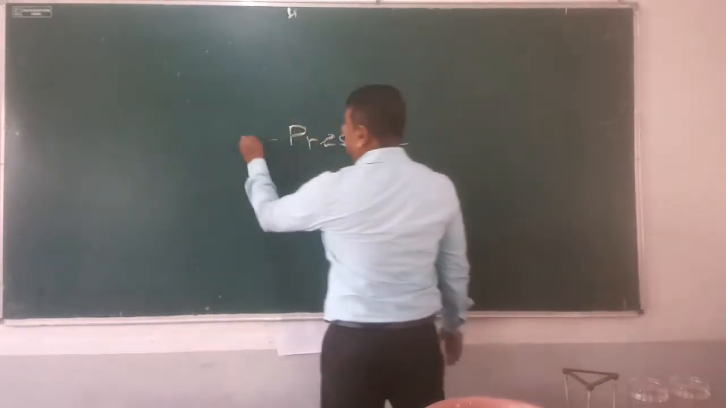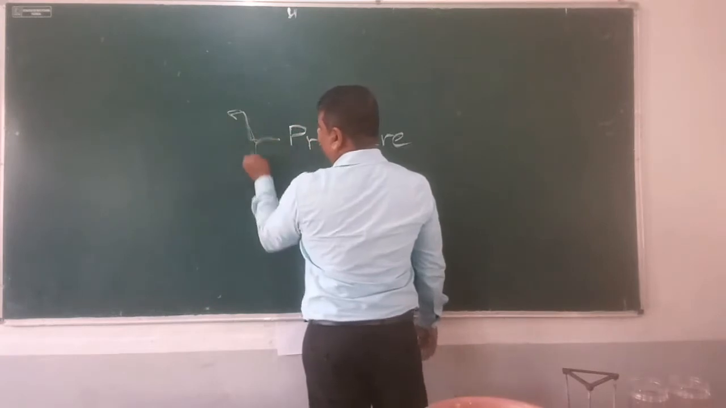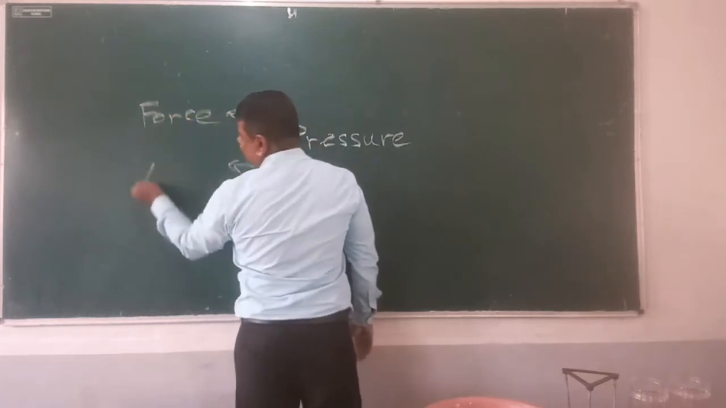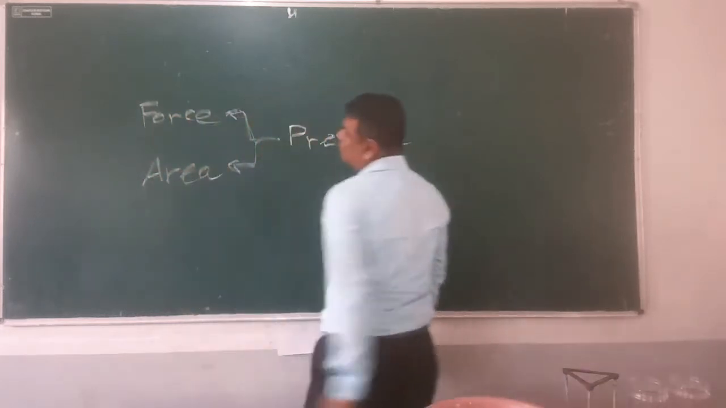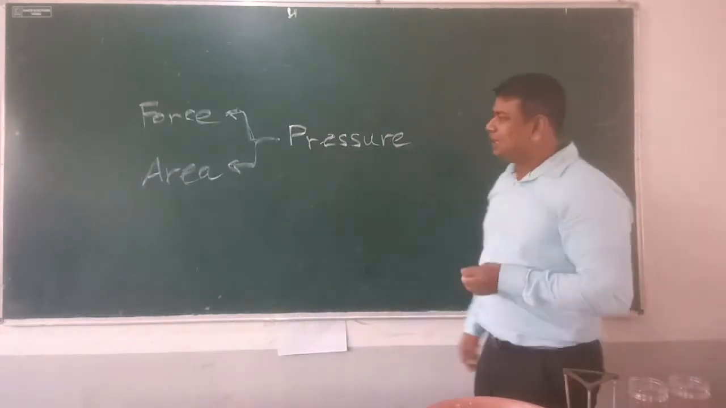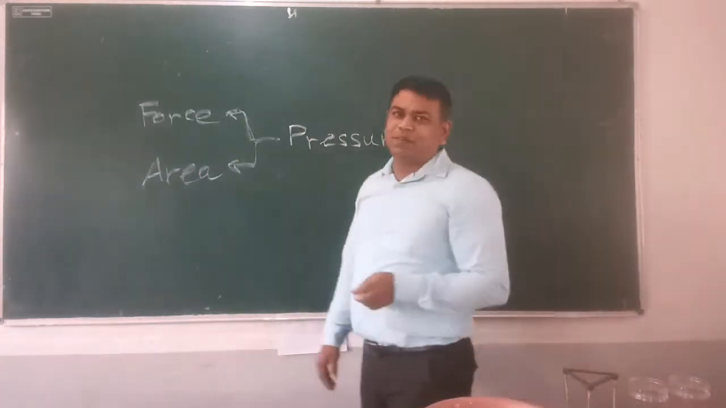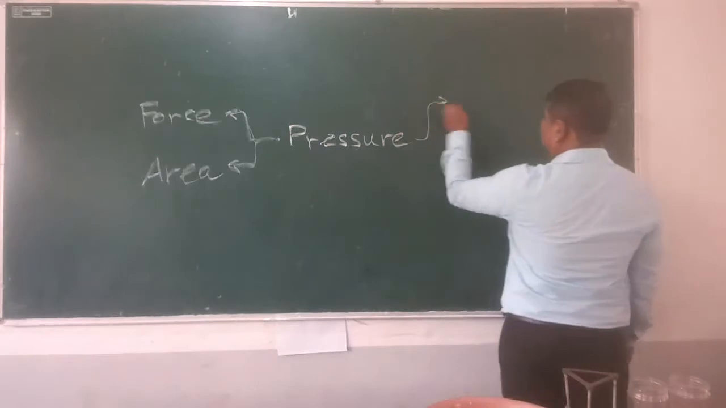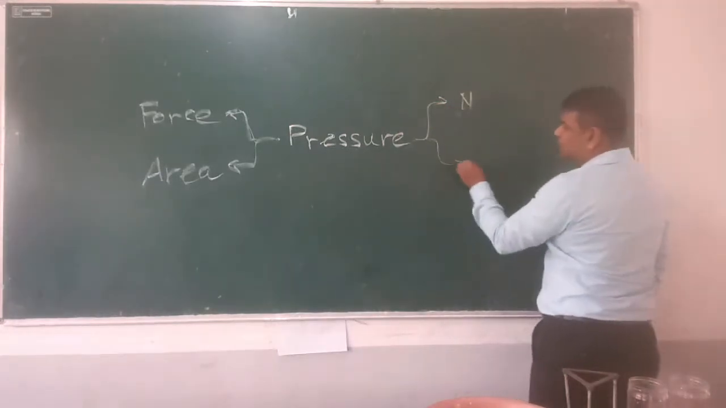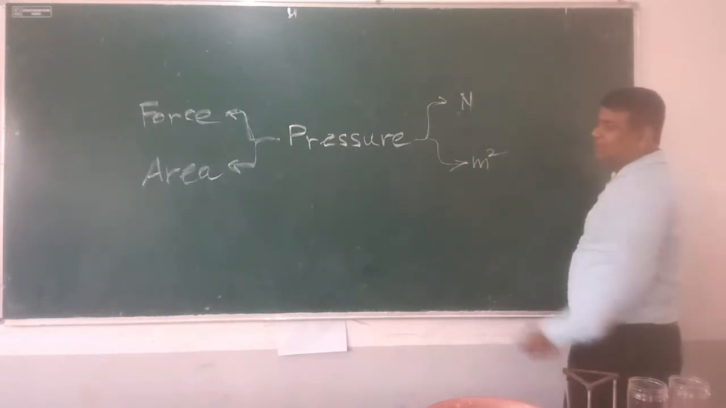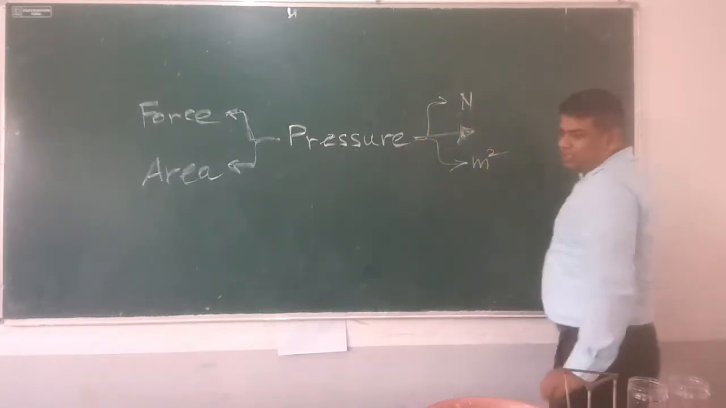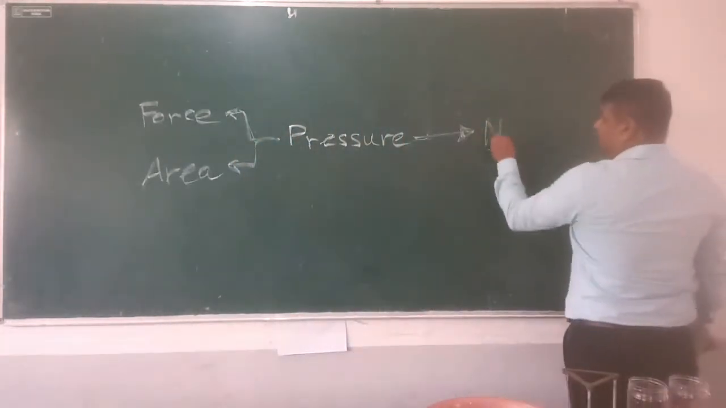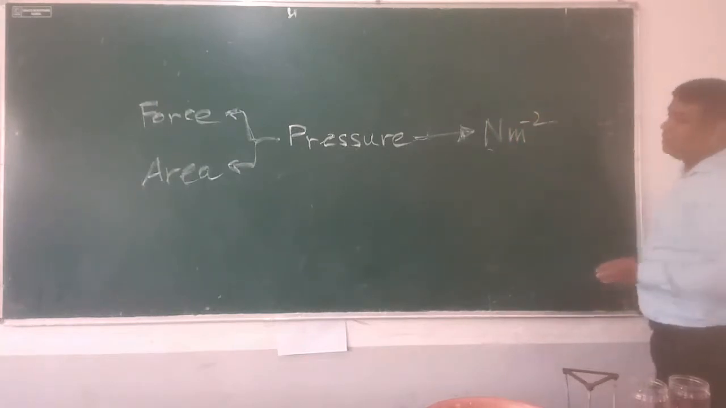Therefore, in grade 9 we learned there are two factors that affect pressure. One is force, the other is the surface area. And what is the unit of measuring pressure? If you recall, force is measured in newtons and area is measured in square meters. Therefore, newtons per square meter should be the unit for pressure.